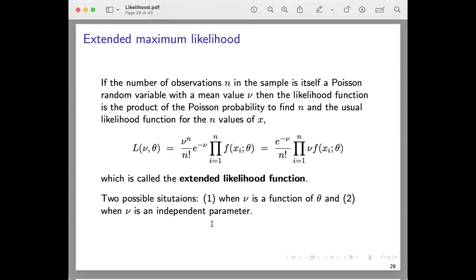So you can have two possible situations: the nu itself, the total number of events, is a function of theta, or of the parameters, or nu is an independent parameter, independent of theta.